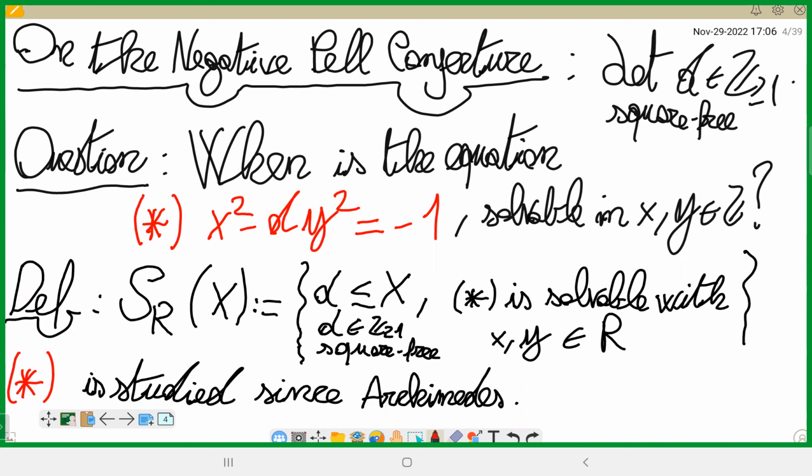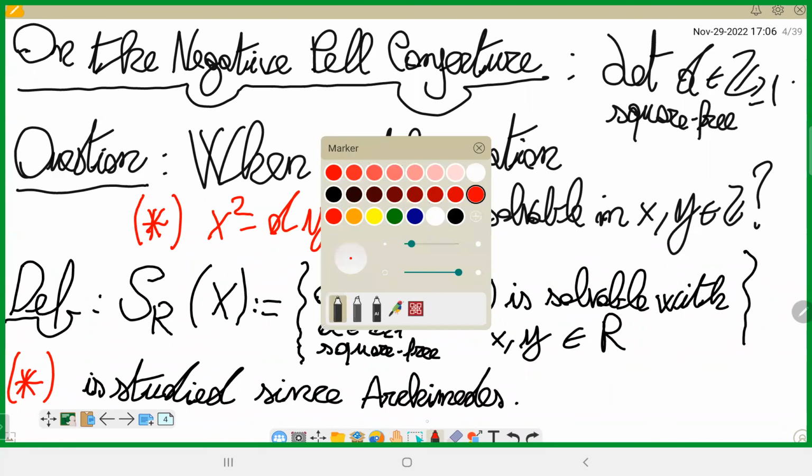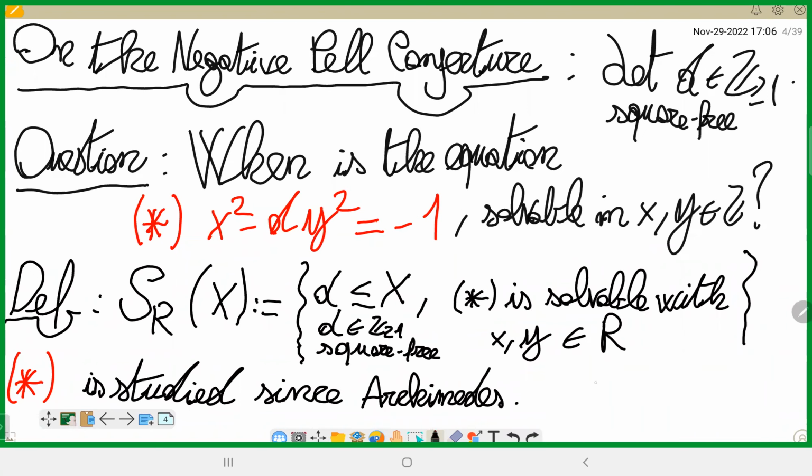So the counting function we're going to consider is this: S_R(X). R here is going to be either Z or Q, or maybe some completion of Q, like Q_p, or the real numbers. So S_R(X) is the number of d up to X such that the equation is solvable for x and y in this ring R. So either in the rationals, or in the integers, or in some p-adic field.